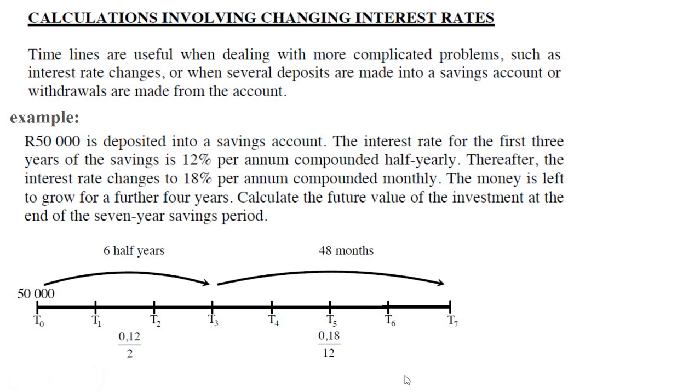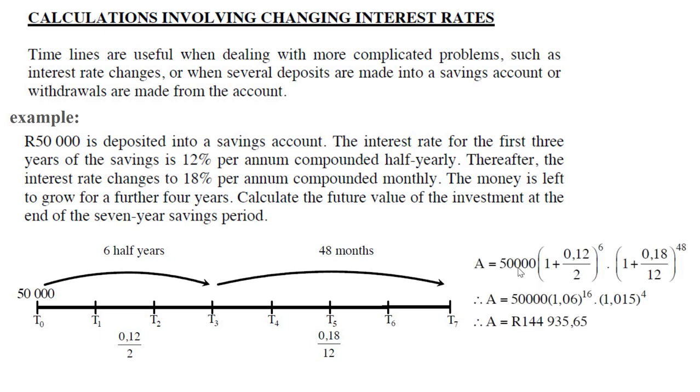Now, all you've got to do is put that into the formula, so it's A equals P times the interest rate. There's your P, it's 50,000. There's your interest for the first 3 years, 2 times 3 is 6, 0.12 over 2. And there's your interest for the last 4 years, 18% compounded monthly, and 4 times 12 is 48. Just put that in your calculator, and that's your answer. And that's all there is to it.